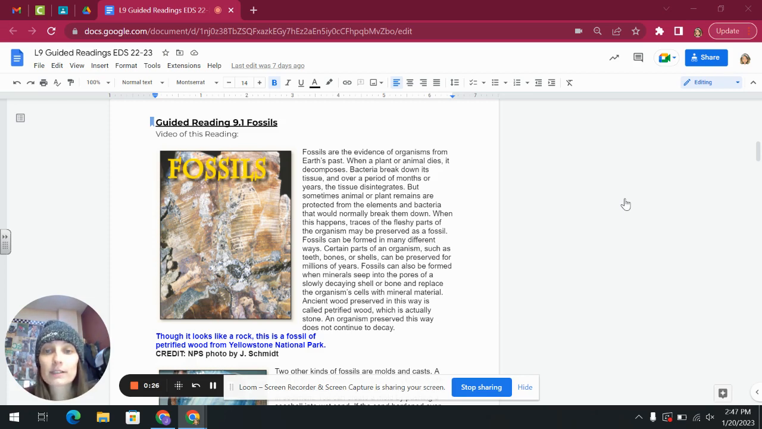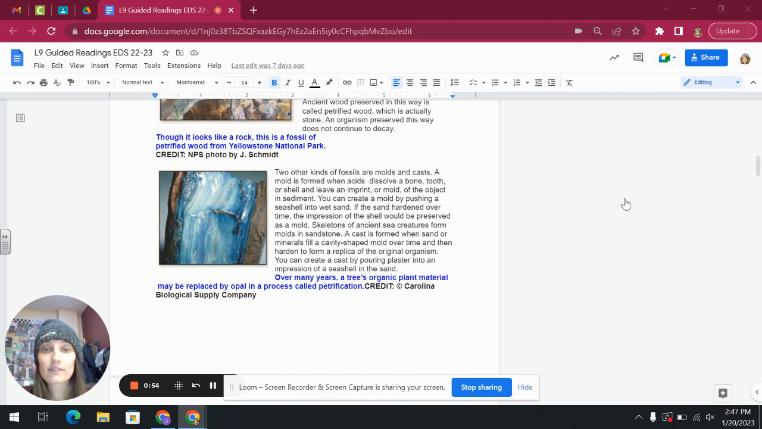Fossils can be formed in many different ways. Certain parts of an organism, such as teeth, bones, or shells, can be preserved for millions of years. Fossils can also be formed when minerals seep into the pores of a slowly decaying shell or bone and replace the organism's cells with mineral material. Ancient wood preserved in this way is called petrified wood, which is actually stone. An organism preserved this way does not continue to decay.